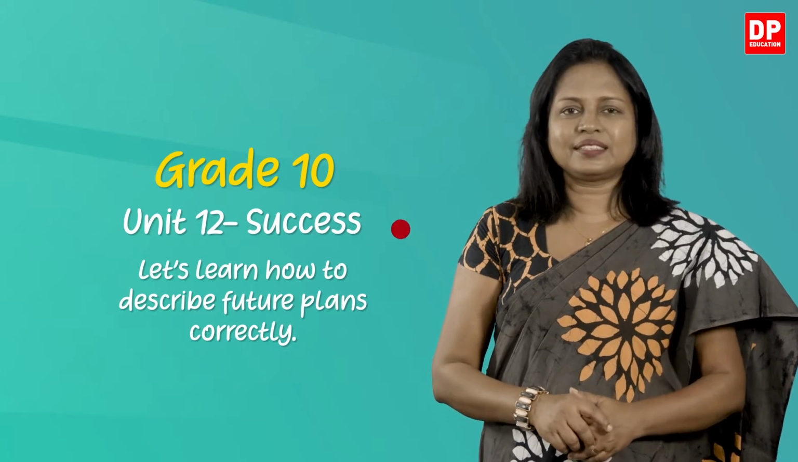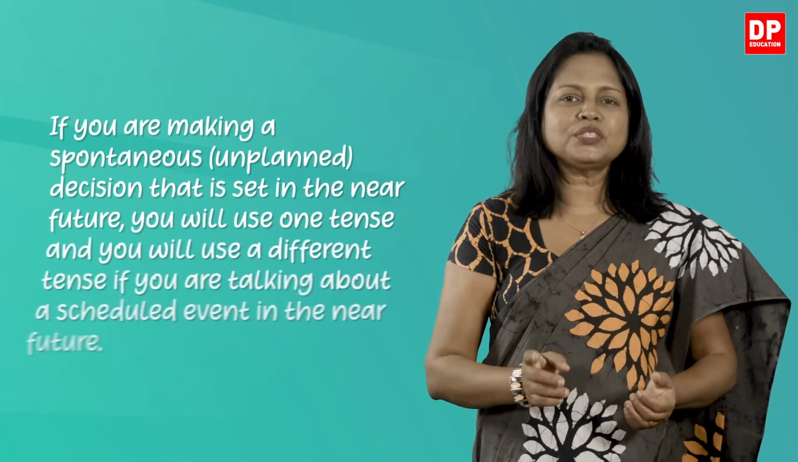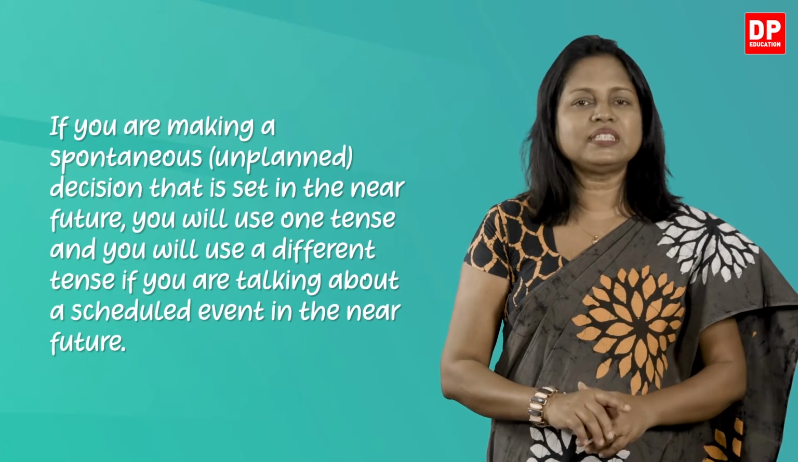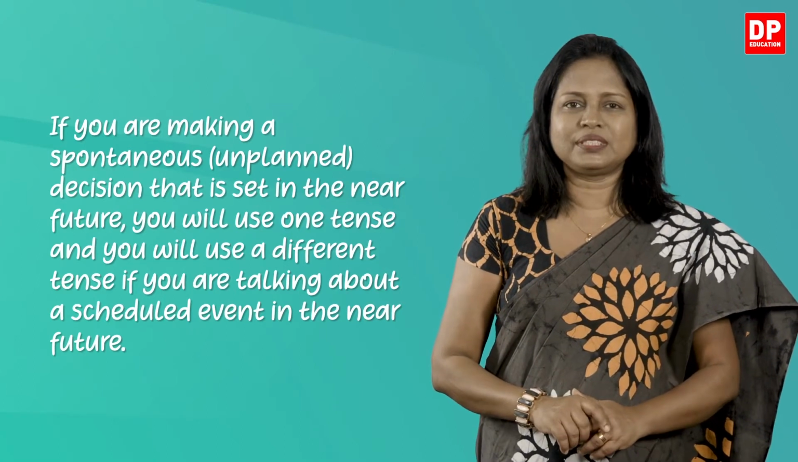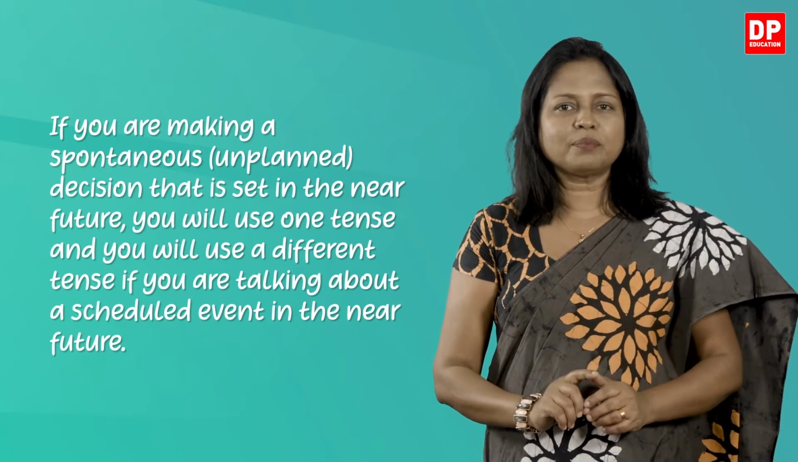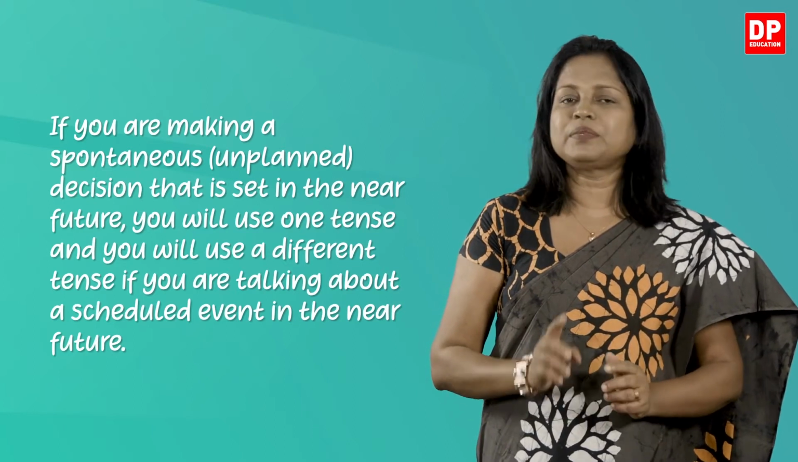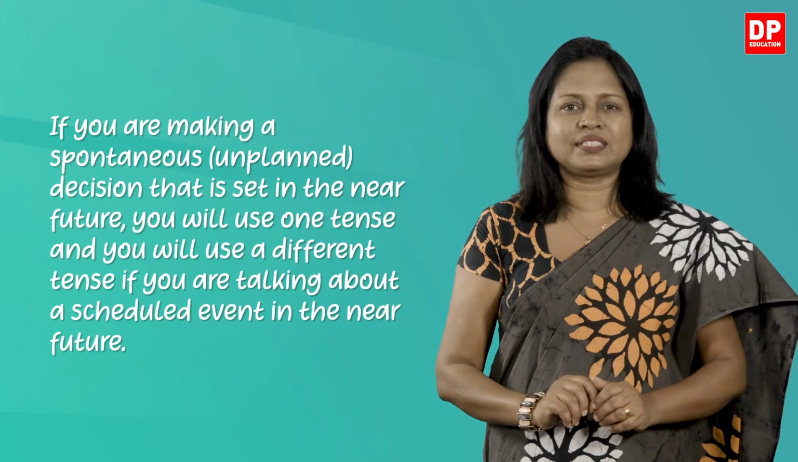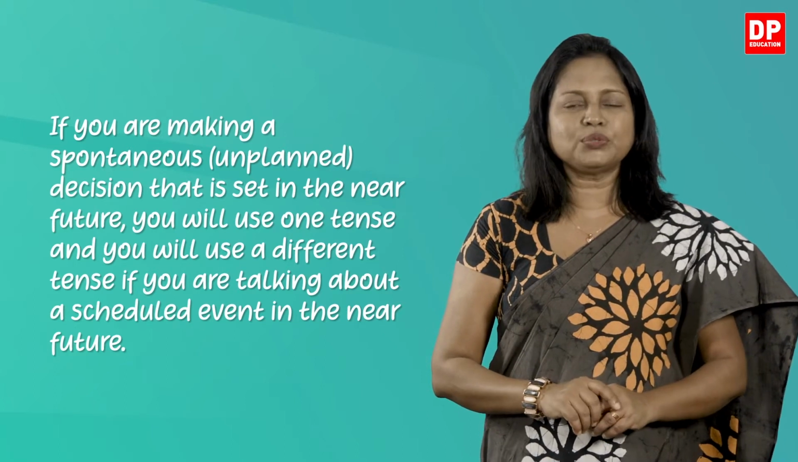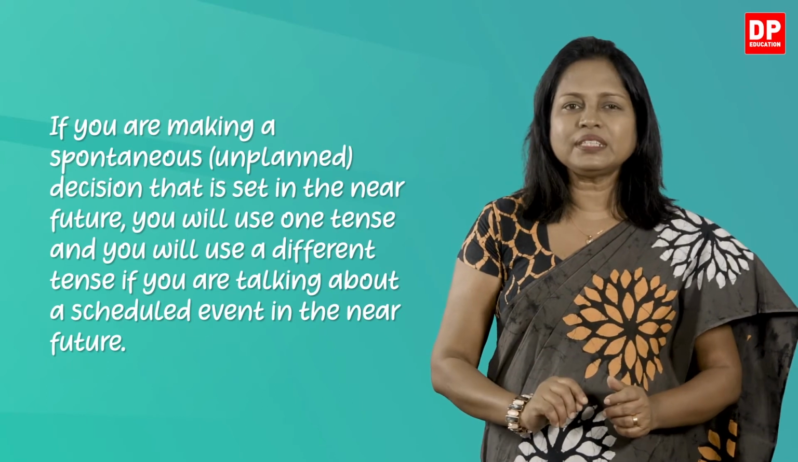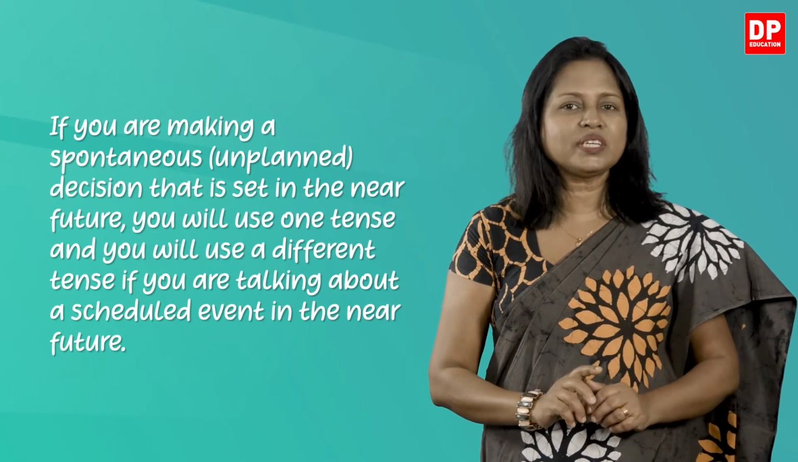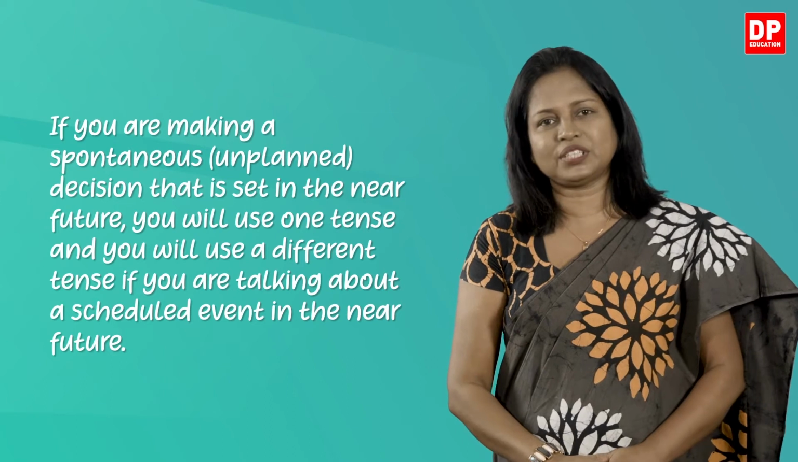Let's start the lesson. Children, when you want to talk about your plans for the near future, there are different tenses you can use. For example, if you are making a spontaneous, that means unplanned decision that's set in the near future, you will use one tense. And you will use a different tense if you are talking about a scheduled event in the near future.